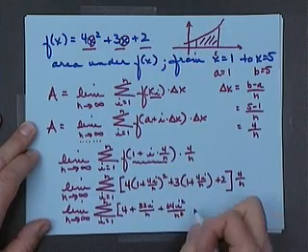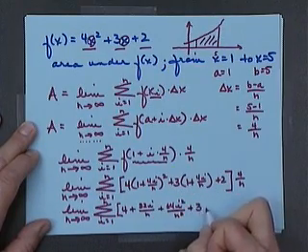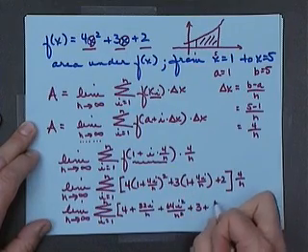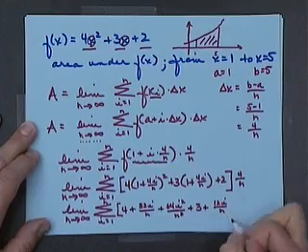Then we just distribute the 3 to each piece. 3 times the 1 is 3. 3 times 4i over n is 12i over n.